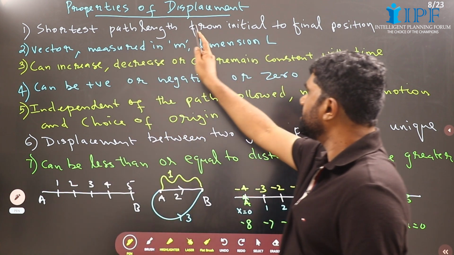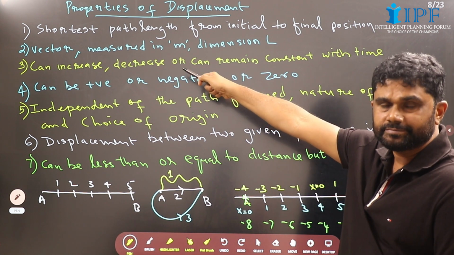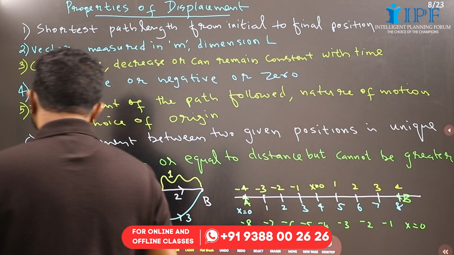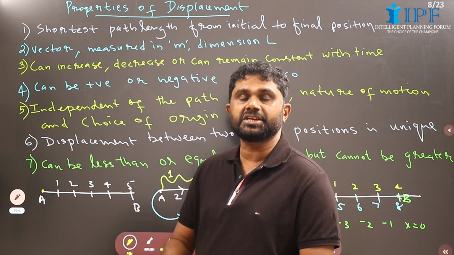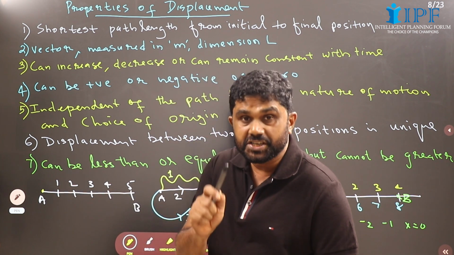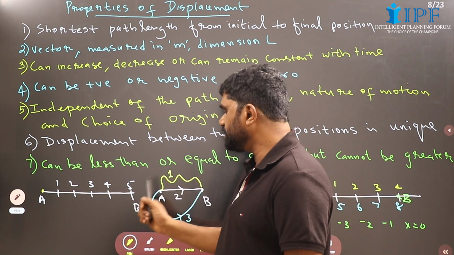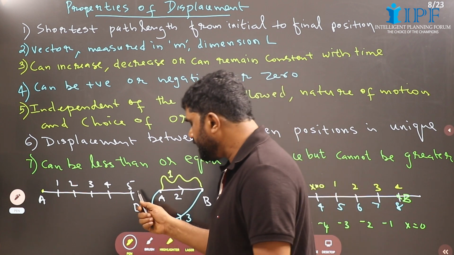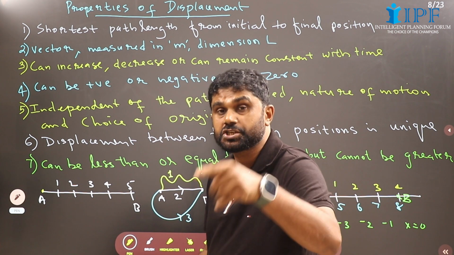Okay, now it is a vector measured in meter and it has the dimensions of length. Then it can increase, it can decrease with time, okay, unlike distance travelled. And it can remain constant with the time. Suppose body has started, say, from this position A, and it has moved towards right by 5 units and reaches B. Okay, as it moves like this, 1, 2, 3, like that, displacement increases with time. Okay, suppose it remains at rest at this position x equal to 5 for some time, then the displacement remains constant.